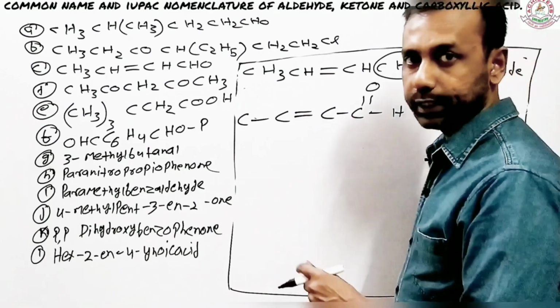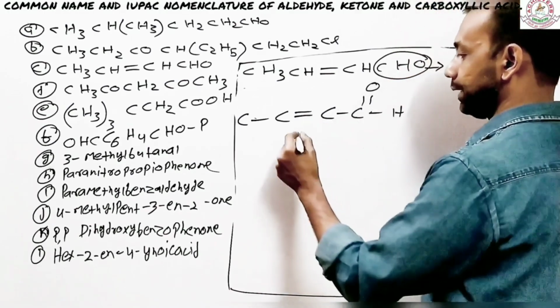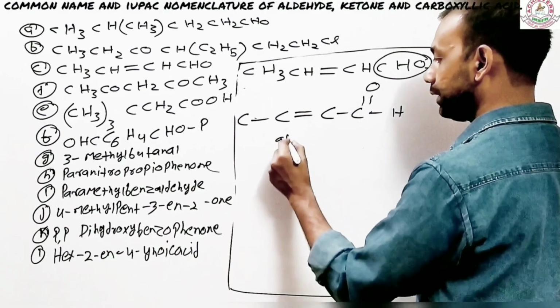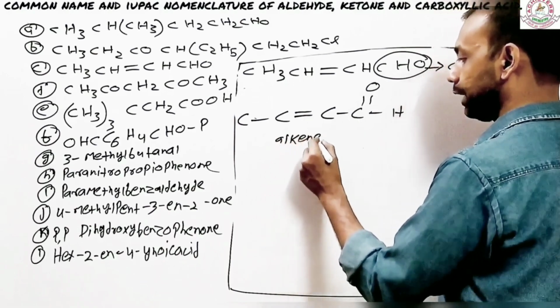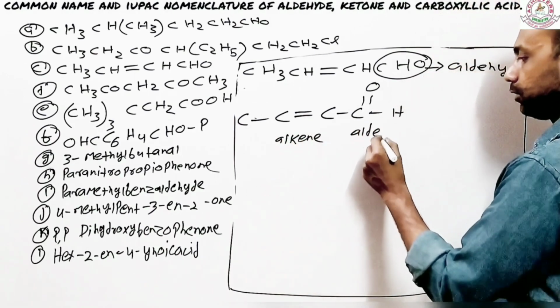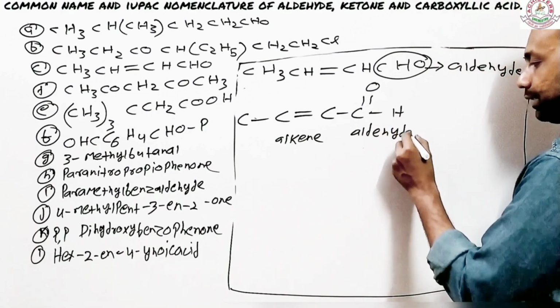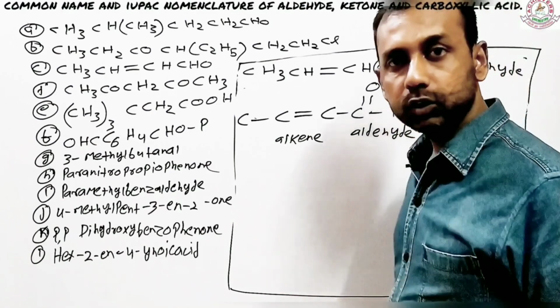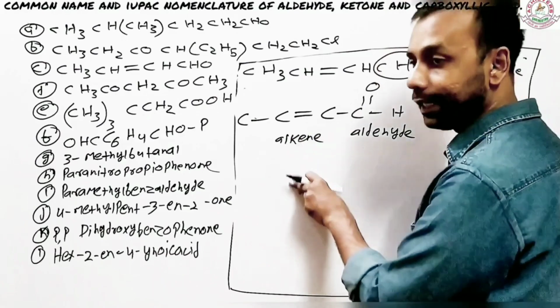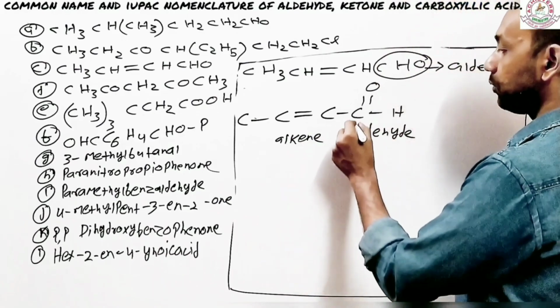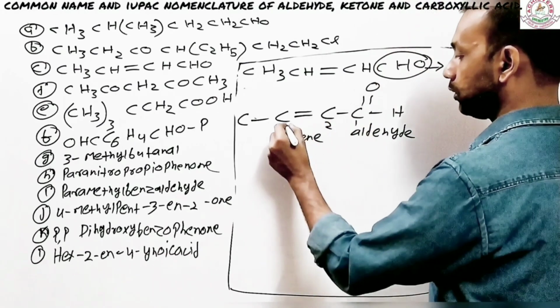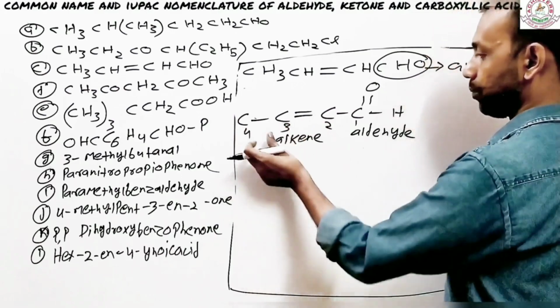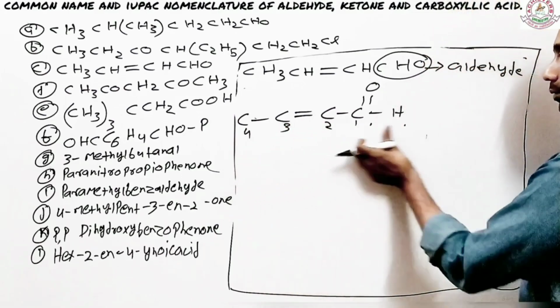There are 2 functional groups this time. One is alkene and another is aldehyde. There is one alkene here. Let me write. There is alkene and there is aldehyde. So in case you remember the priority series, aldehyde is more important than alkene as per the priority series. So definitely the number will start from this way. 1, 2, 3, and finally 4. Right?